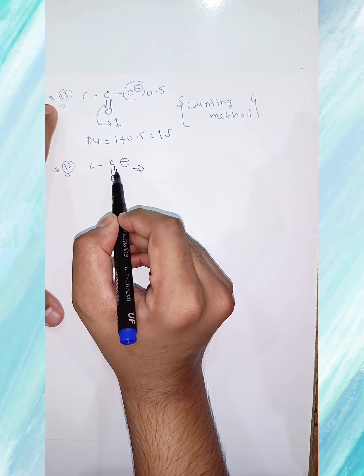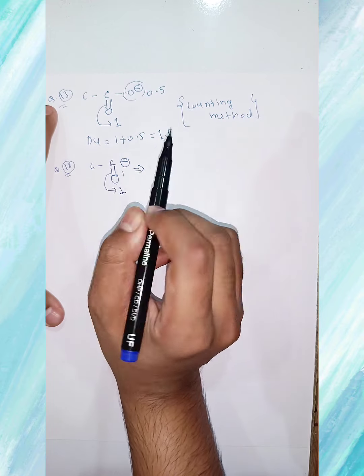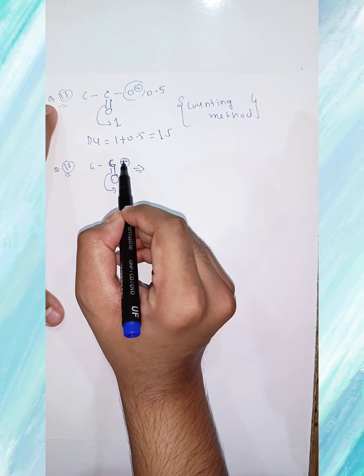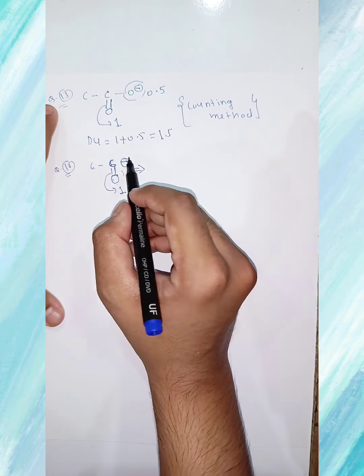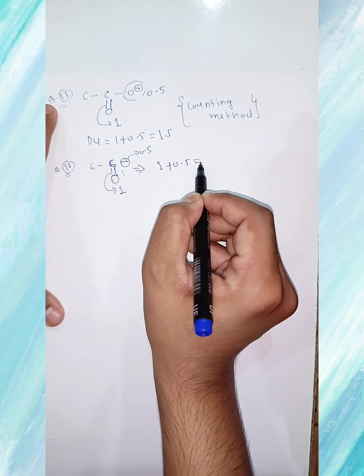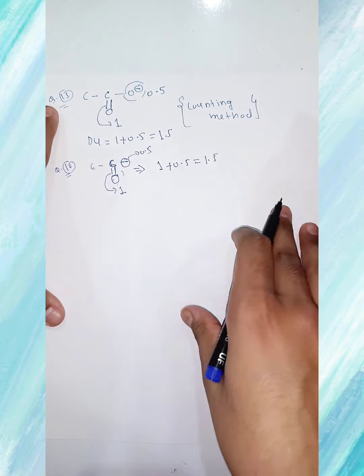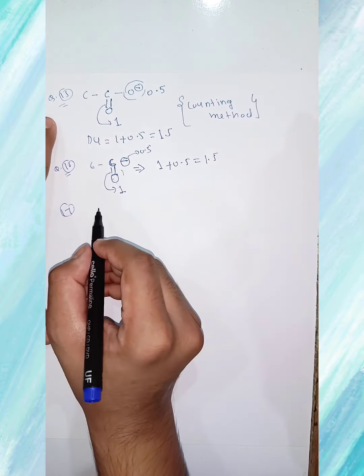See, since this double bond is present, it will contribute a DU of 1. Now this carbon also has a negative charge on it, so it will contribute 0.5. 1 plus 0.5 will again yield 1.5 DU. Okay, now let us take the 17th problem. It's a bit big problem.